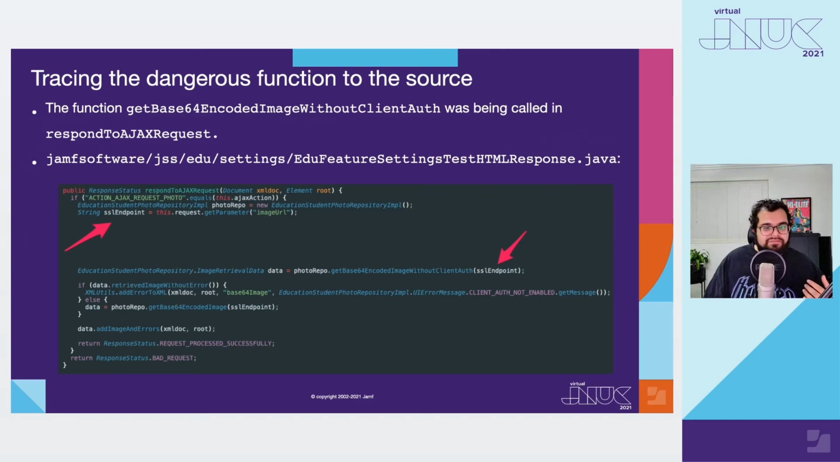You can see that the image is retrieved through this functionality, and the SSL endpoint is being passed to get base64 encoded image without client auth. The SSL endpoint is being read from the HTTP request from this.request.get parameter image URL. So this ultimately means that we may have a potential server-side request forgery vulnerability inside JAMF. There is an HTTP request that we can send, which takes in an image URL, and it ultimately ends up at the HTTP client where it executes the GET request.